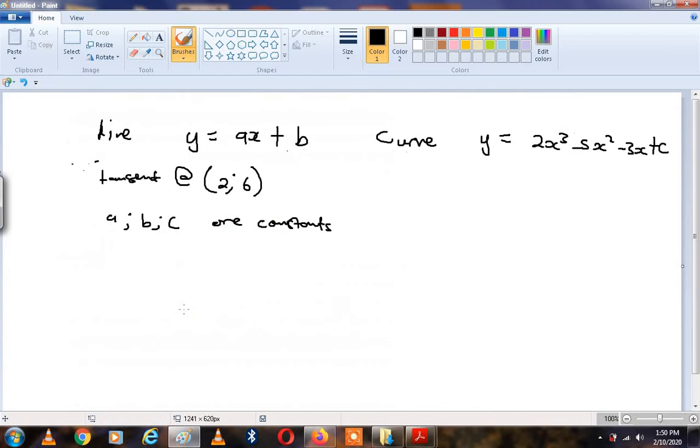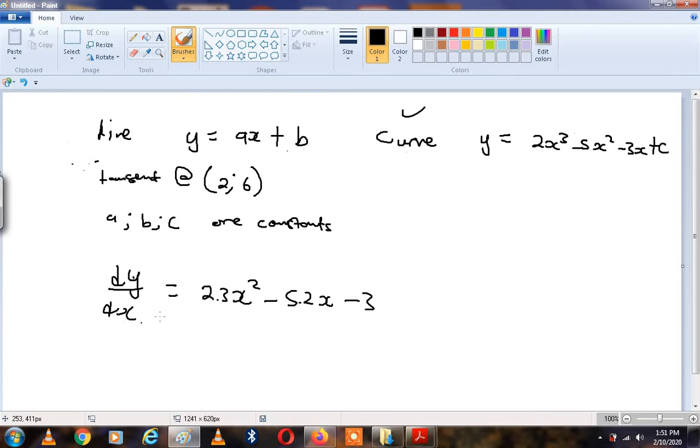Okay, so the key thing to note there is that the curves are tangent to each other, which essentially means that their gradients are the same. Therefore, we can find the gradient dy/dx of this curve, and remember the gradient is also the same as the first derivative. So the gradient there will be 3x to the power 2 minus 5 times 2 times x minus 3. c goes away since it's a constant.